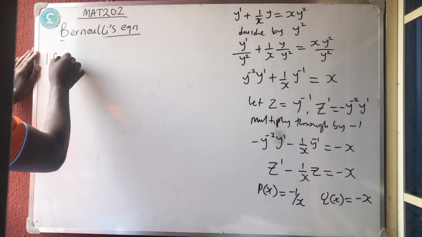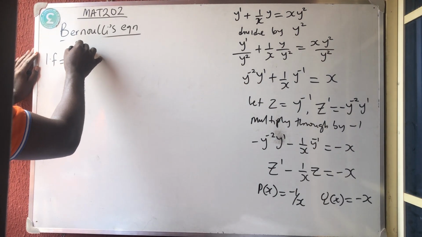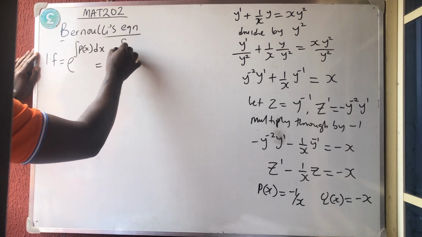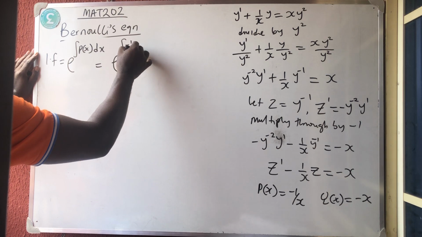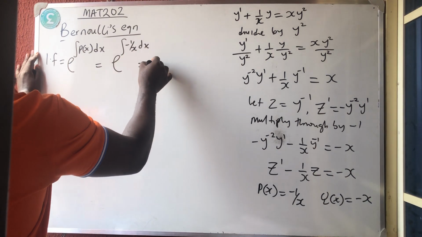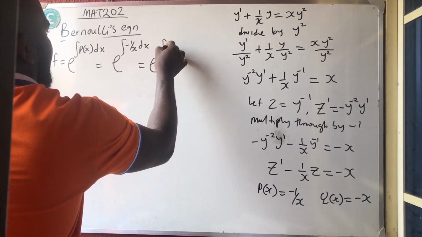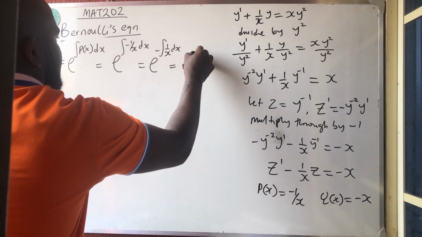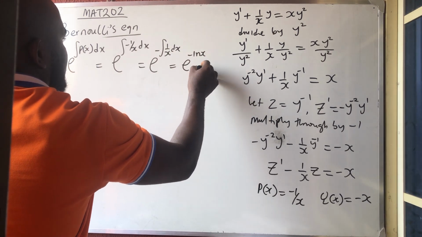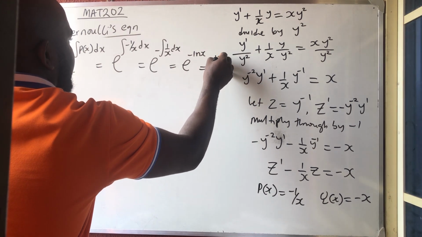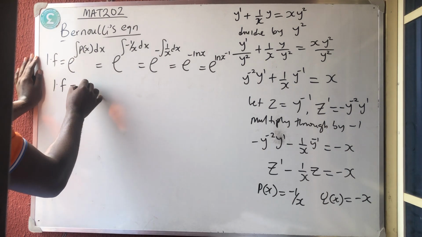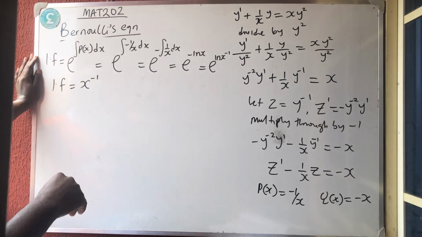My integrating factor is equal to e raised to power the integral of p of x dx, which is e raised to power the integral of minus 1 over x dx, which is e raised to power minus the integral of 1 over x dx, which is e raised to power minus ln x. Which is e raised to power ln x raised to power minus 1. So ln is opposite of exponential, so I'm left with x raised to power minus 1.